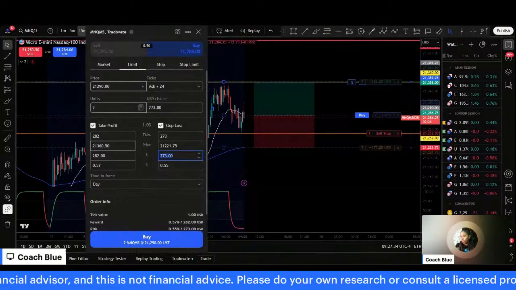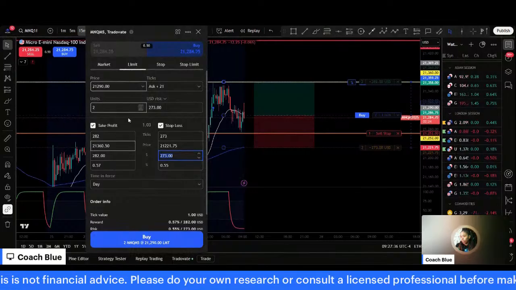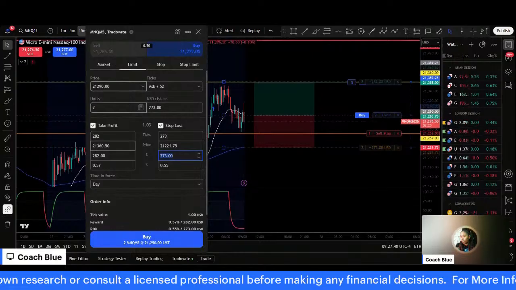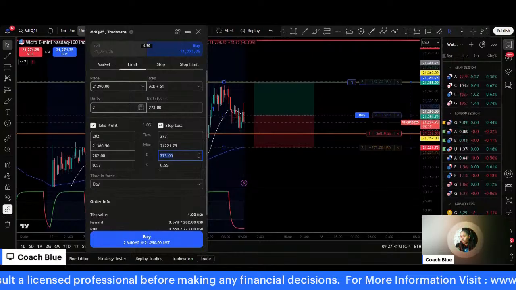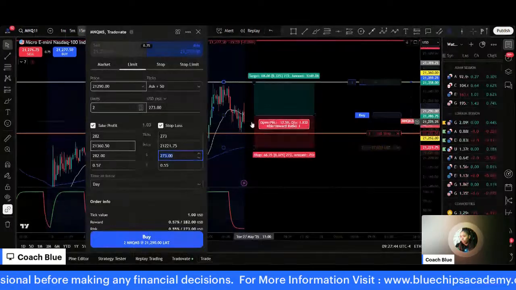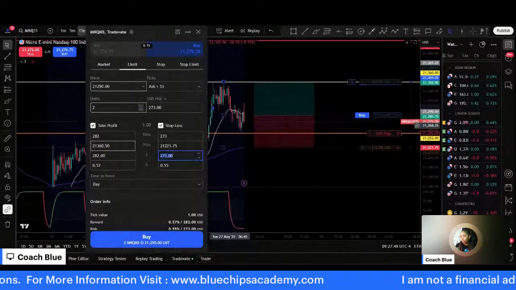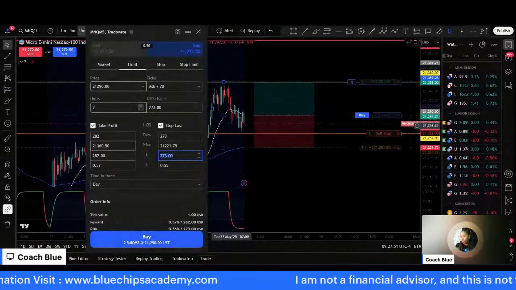You have to be able to know this before you enter. If you're just getting in and putting in any amount of contracts, you're doing it wrong. You have to know how much you're risking before you enter the trade. That's extremely important. I can't emphasize that enough.